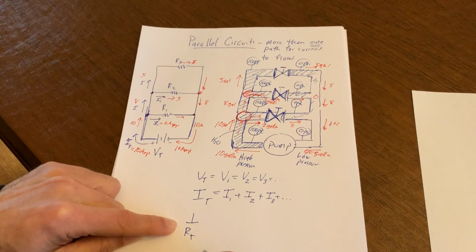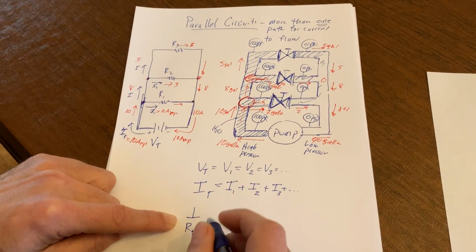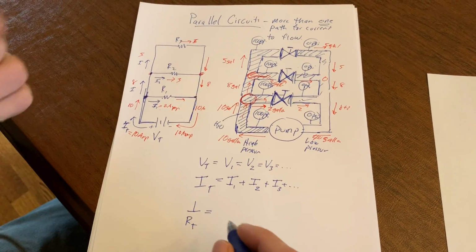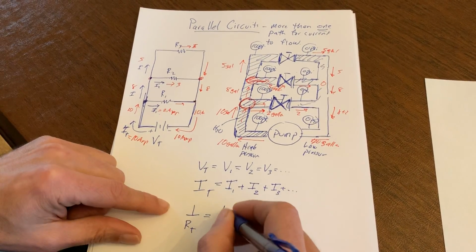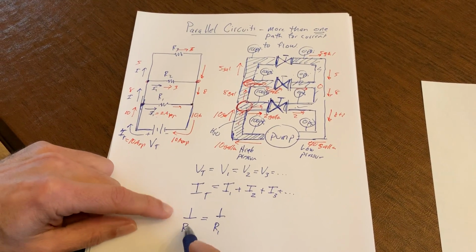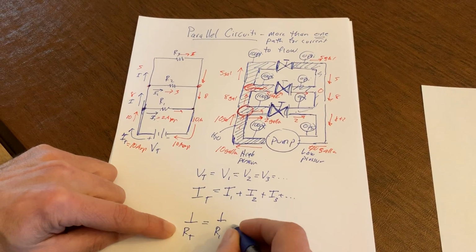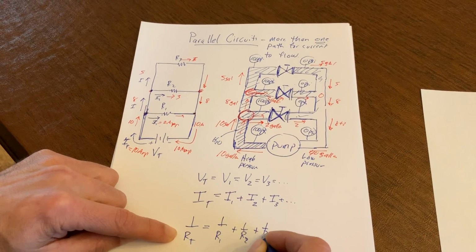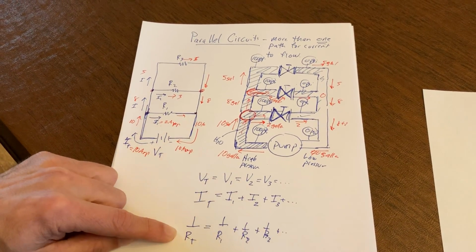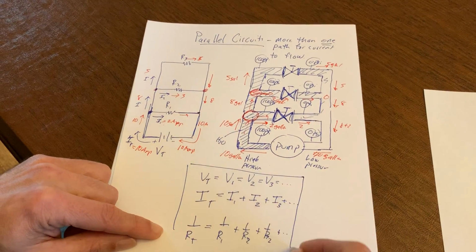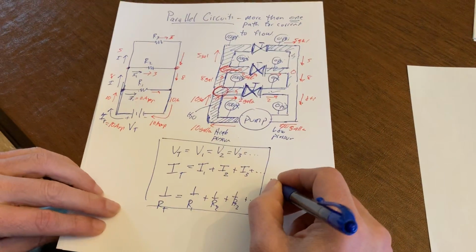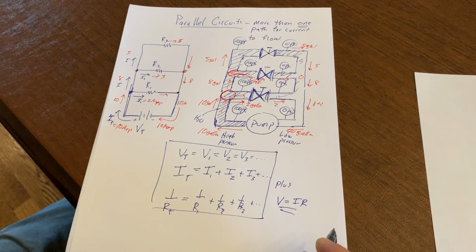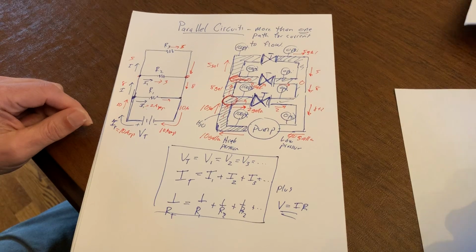What happens in a parallel circuit? In a parallel circuit, the total resistance is the inverse, which really means it goes down. So I have 1 over R total, the inverse, equals 1 over R1, plus 1 over R2, plus 1 over R3, plus dot, dot, dot. So here are my parallel circuit relationships. This plus Ohm's law, V equals IR, is what we use to solve parallel circuits.